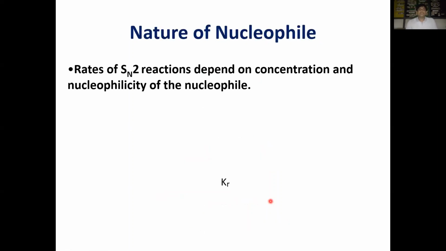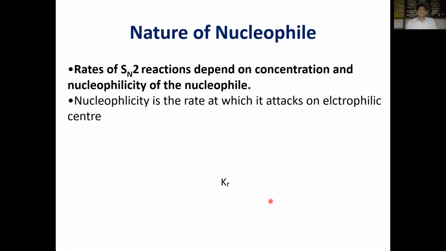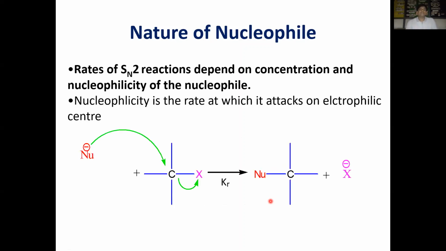The next one, nature of nucleophile. The stronger the nucleophile, the more the rate of SN2 reaction. The strength of a nucleophile is measured in terms of nucleophilicity. What is nucleophilicity? Nucleophilicity is the rate at which a nucleophile can attack the positively charged center or electrophilic center. The more the rate, the more the attacking nature of the nucleophile, the more the nucleophilicity.